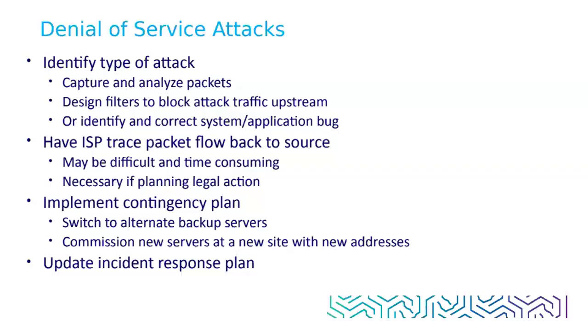Responding to a DOS attack requires a structured and systematic process. The security team must first identify the attack type, capture and analyze the network packets, and design filtering rules to block the malicious traffic, preferably upstream through the internet service provider. If the attack exploits a software vulnerability, the affected system or application must be patched. The organization should also attempt to trace the attack source, especially when forensic investigation or legal action is required. To maintain service availability, they may activate contingency plans and switch to backup servers.